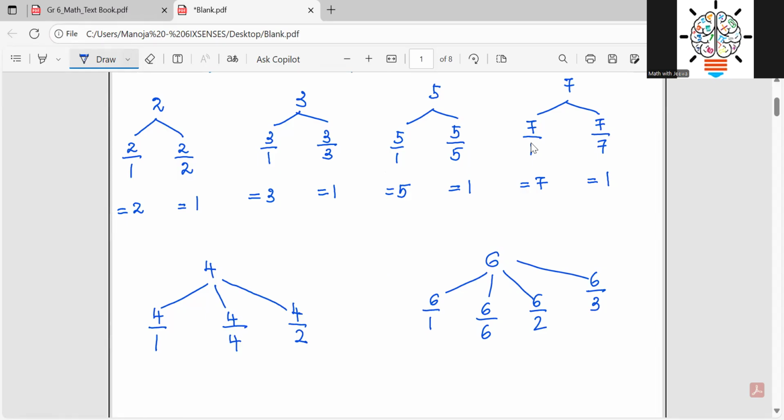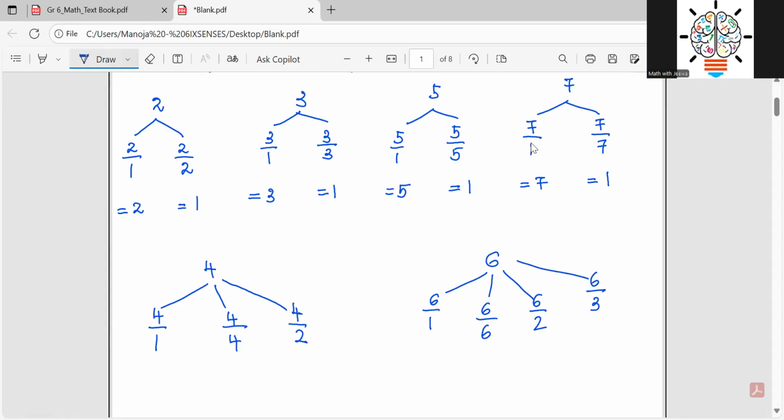But if you look at the composite numbers, the numbers which are not prime, you can divide them by 1 and itself too. But in addition to that, you have at least one more number to divide by. If it is a prime number, you have only 1 and itself to divide by. You don't have any other option.